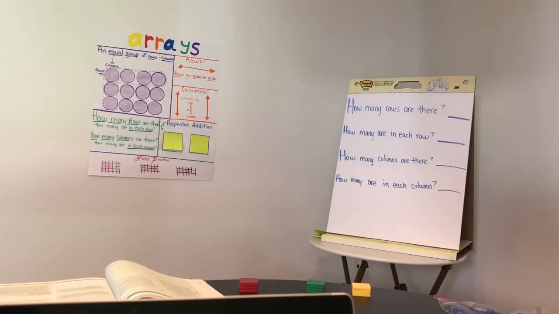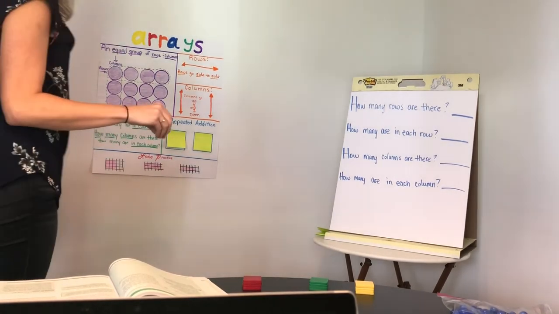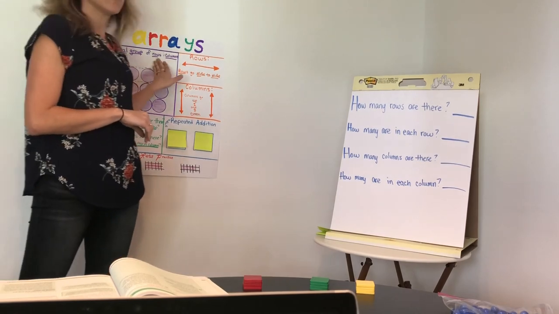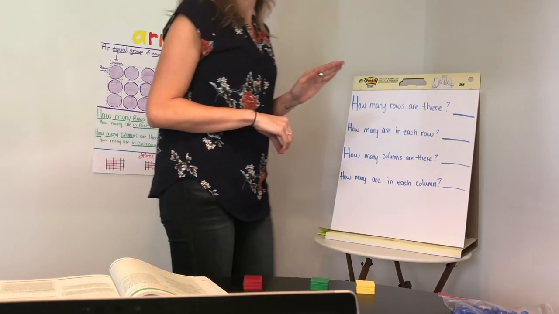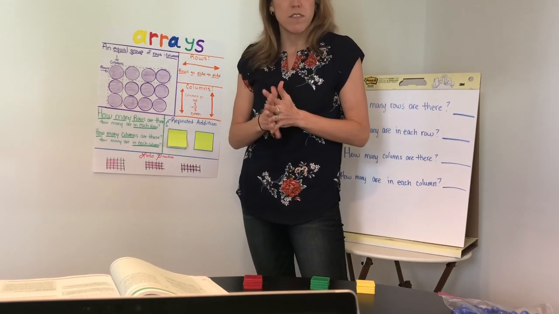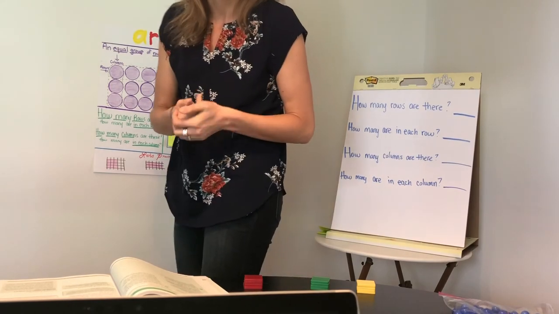All right, class. We have been talking about multiplication and how we can solve our math problems using repeated addition and using arrays. Today we are going to focus on arrays. And remember, we learned that an array is a group of equal rows and equal columns. But let's break down what each one of those is. What is a row and what is a column?